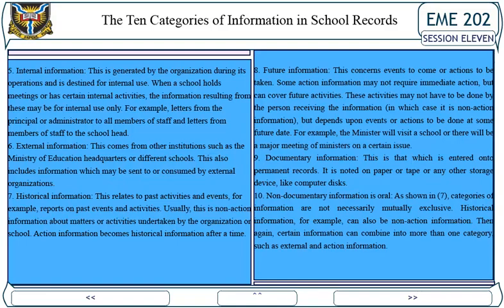As shown, categories of information are not necessarily mutually exclusive. Historical information, for example, can also be non-action information. Then again, certain information can combine into more than one category, such as external and action information.